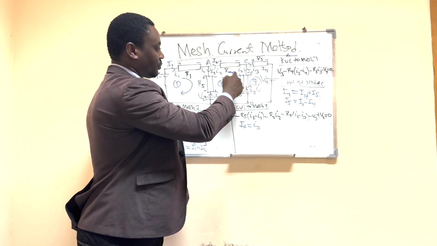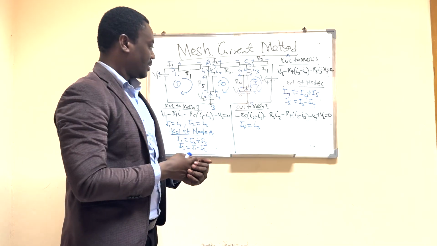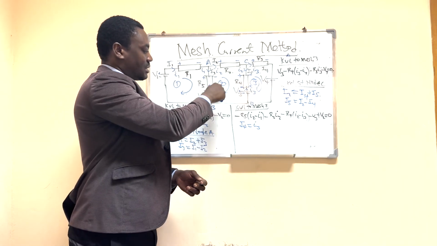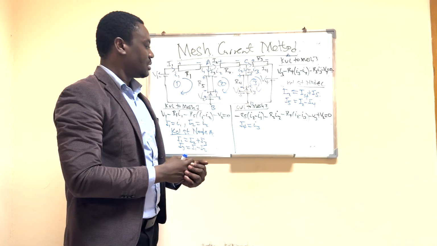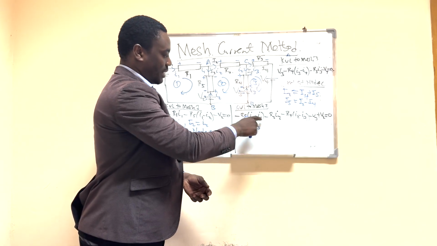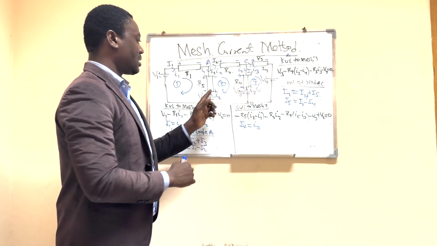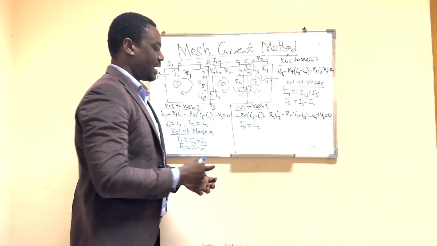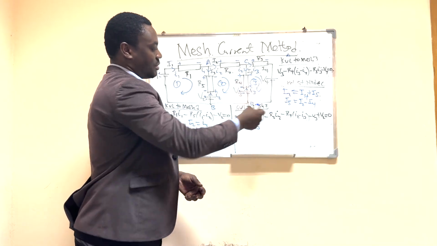Mesh 2, I'm going to start from what? Resistor R5. Then the voltage across there. Here you can see mesh current I2 is passing through it. This is a drop, plus to minus is a drop. So I have I2 minus I1, because I'm now in mesh 2. So the mesh current there, which is I2, is the dominant current. So we have I2 minus I1. Then here is a drop, so we have minus R2 times I2.